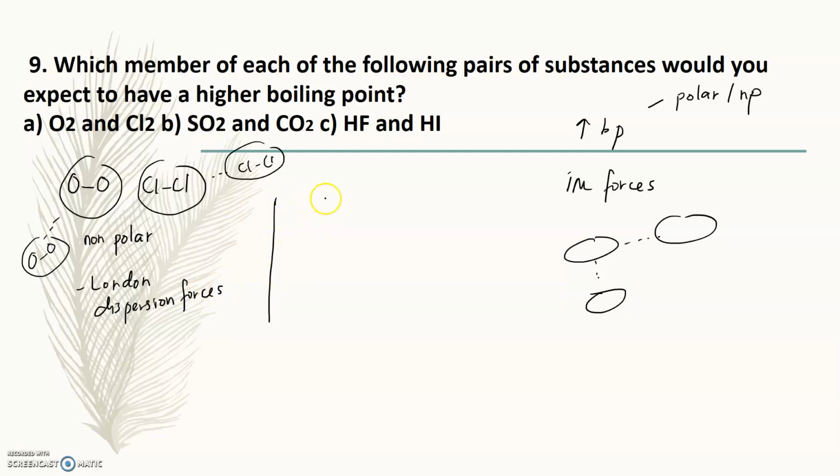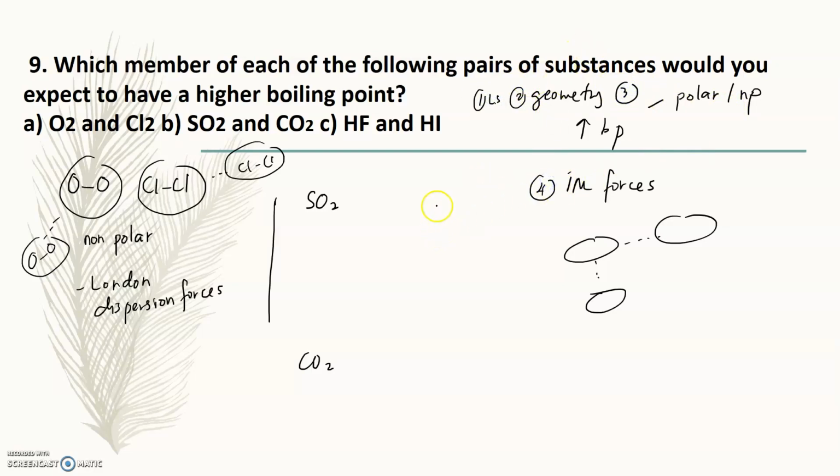For B, between sulfur dioxide and carbon dioxide. Before that, you have to know the polarity of the molecule. How do we know the polarity? Previously, you have to know the geometry. They are connected. First the Lewis structure, then the geometry, number 2. Number 3 is polar or non-polar, and then number 4 you can know the intermolecular forces.